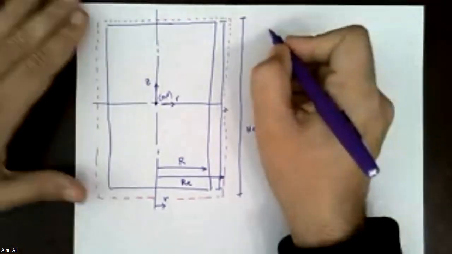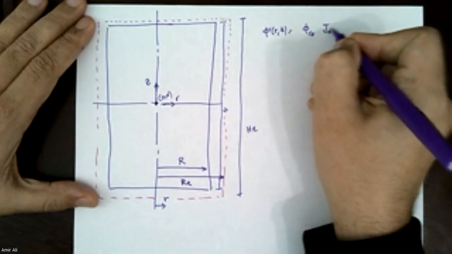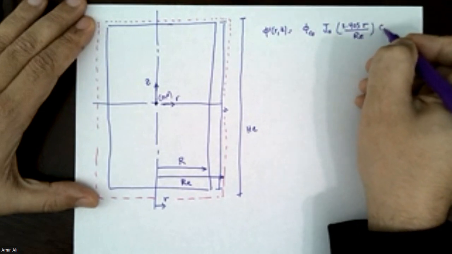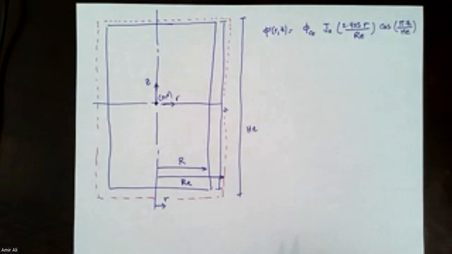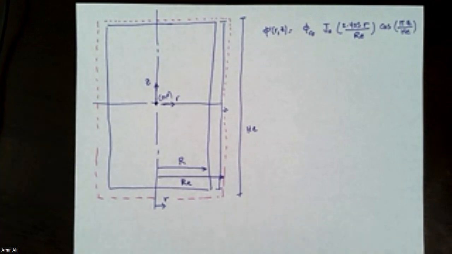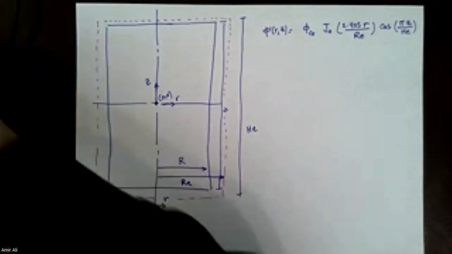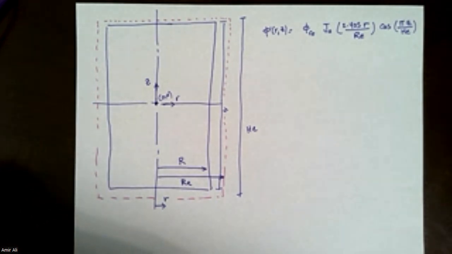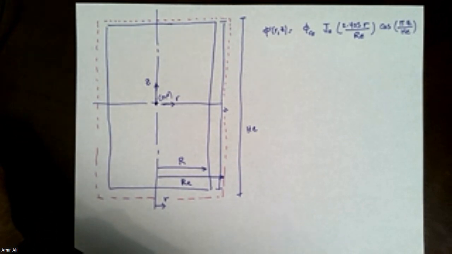Okay, now let's write down the equation. Phi as a function of R and Z is equal to phi C naught, and I'm just going to rearrange the equation: J naught of 2.405 R over RE times cosine pi Z over HE. Phi C naught is the maximum neutron flux in the core, or that's the core center neutron flux. That's constant. Then I have J naught. What is J naught? J naught is actually a Bessel function of order 0.